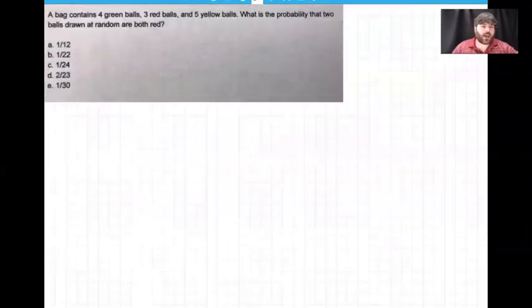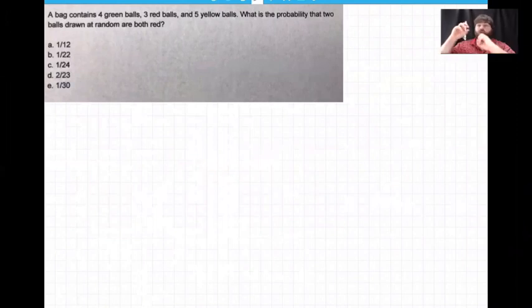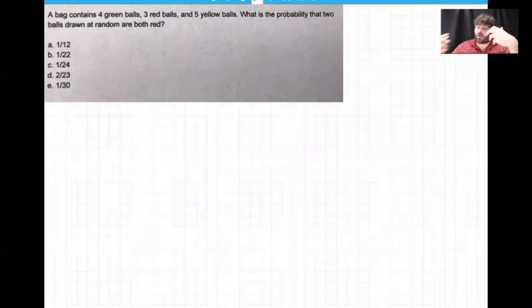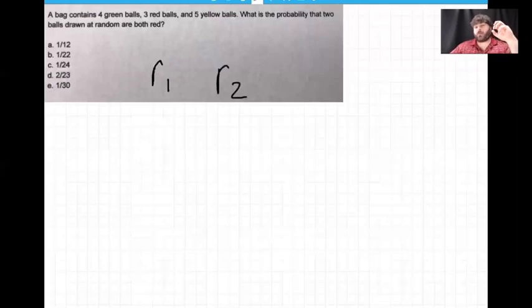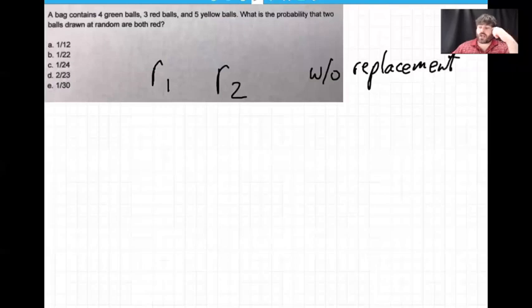All right, a bag contains 4 green balls, 3 red balls, and 5 yellow balls. What is the probability that 2 balls drawn at random are both red? Okay, so we want them both to be red. So you can think about it as pulling 2 balls out at the same time, or you want to think about the first one being red and then the second one being red. And since we're technically pulling them at the same time, we're going to do without replacement. We're not going to put them back in there. That means the numbers are going to change.